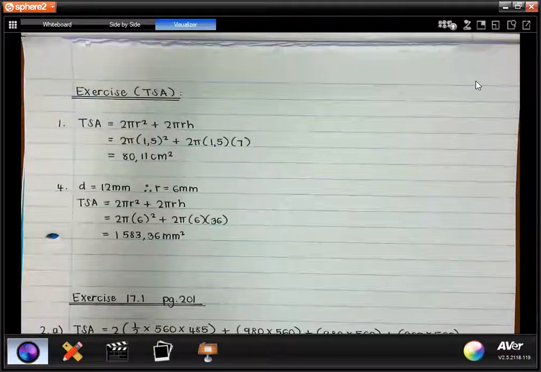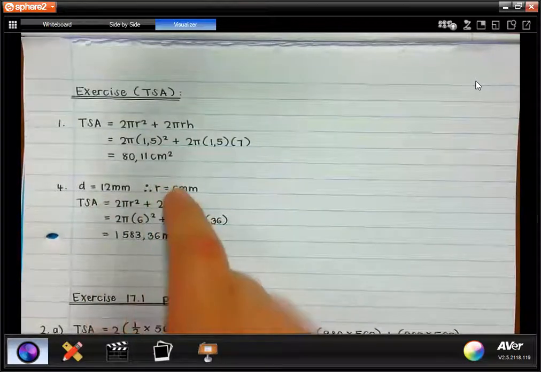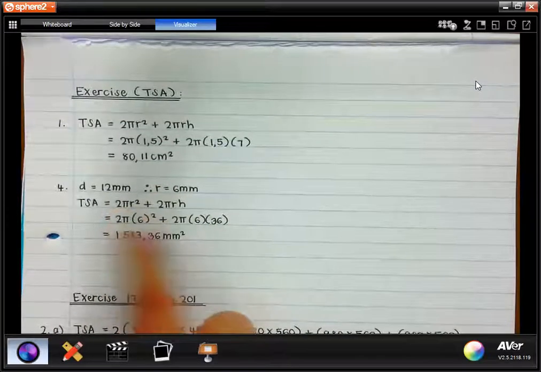Okay, guys, are there any questions on those first two? 1 and 4. Well, fine. Just use the formula. The thing in number 4 was that they gave you the diameter, so you had to halve that. Because in this formula, obviously we're working with radius, not with diameter.